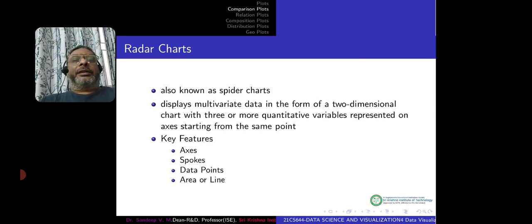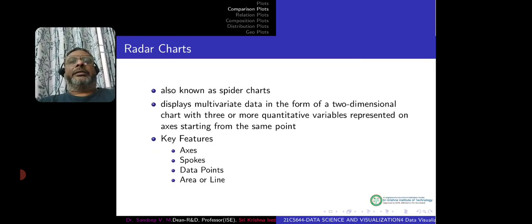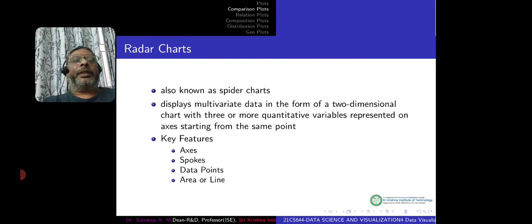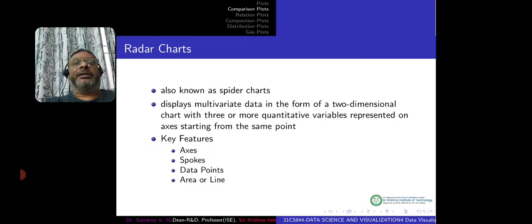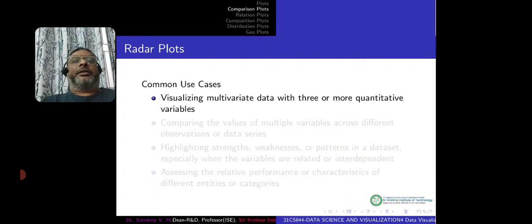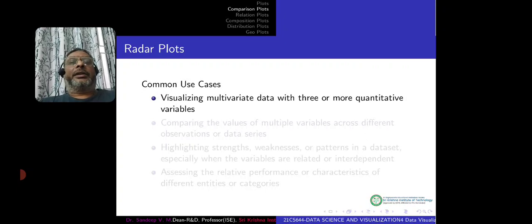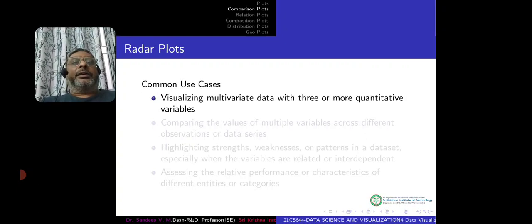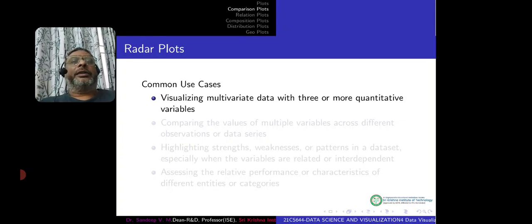The spokes here represent the various features being used together for comparing. The data points are presented on each spoke for each data, and then area or line is used for representing the visual information. So the common use case for radar plots is visualizing multivariate data with three or more quantitative variables together.